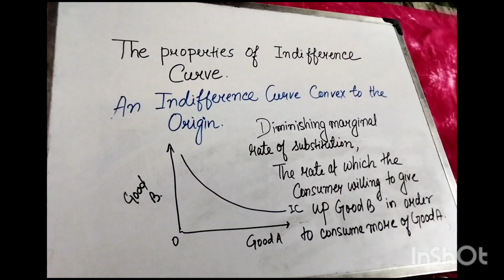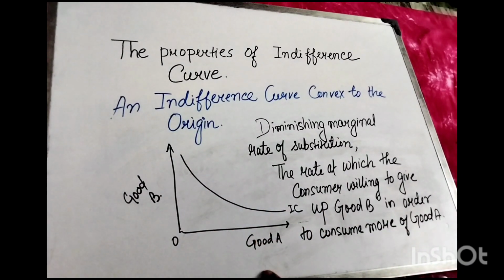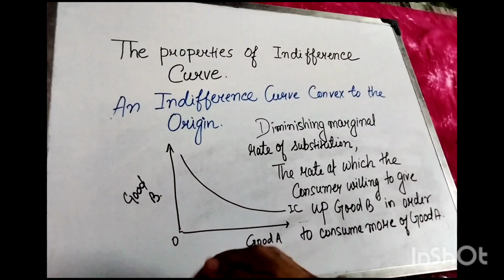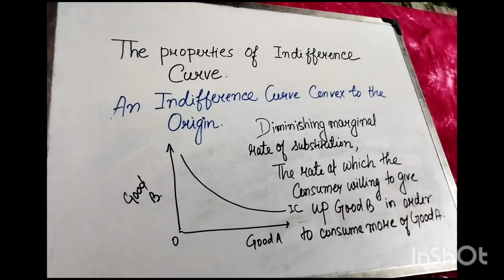So what is this diminishing marginal rate of substitution? It is the rate at which the consumer is willing to give up good B in order to consume more of good A. As he gives up more of good B, then he will be able to consume more of good A.